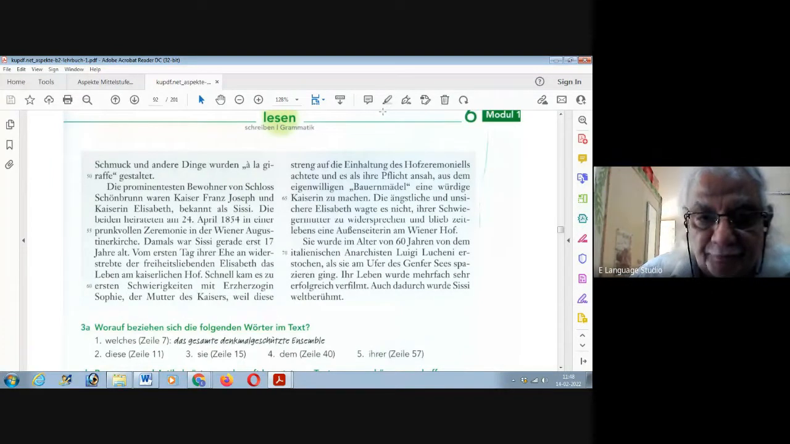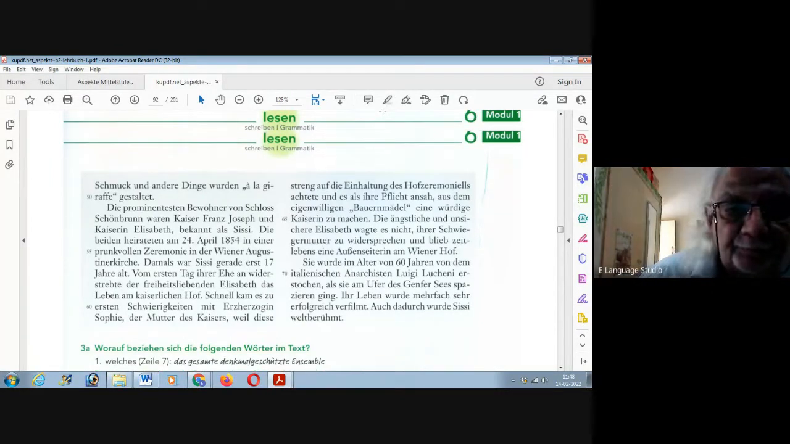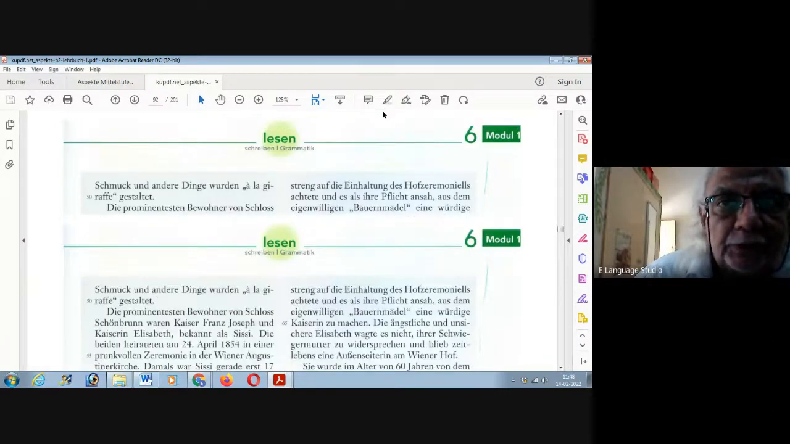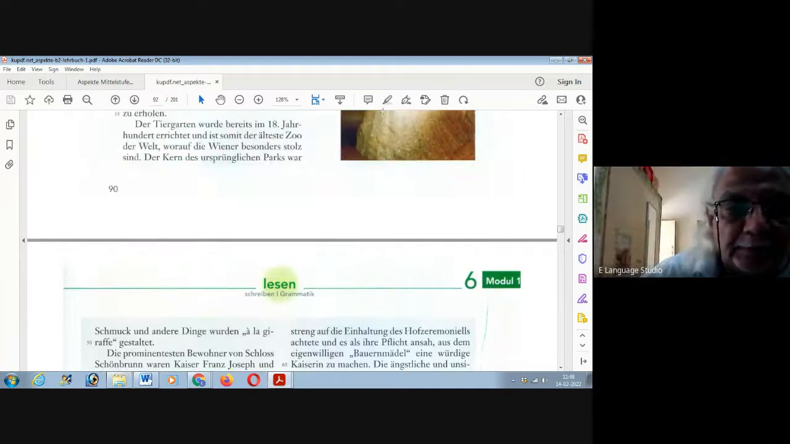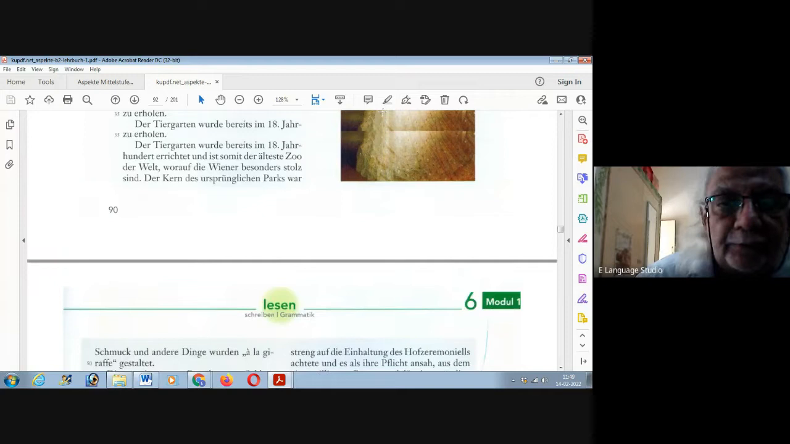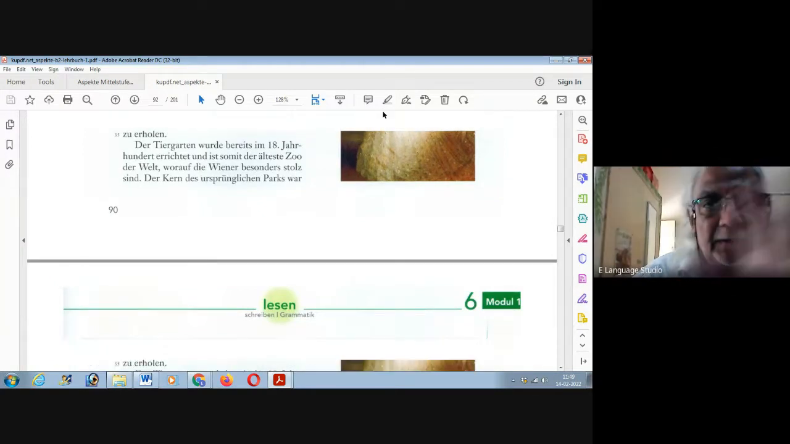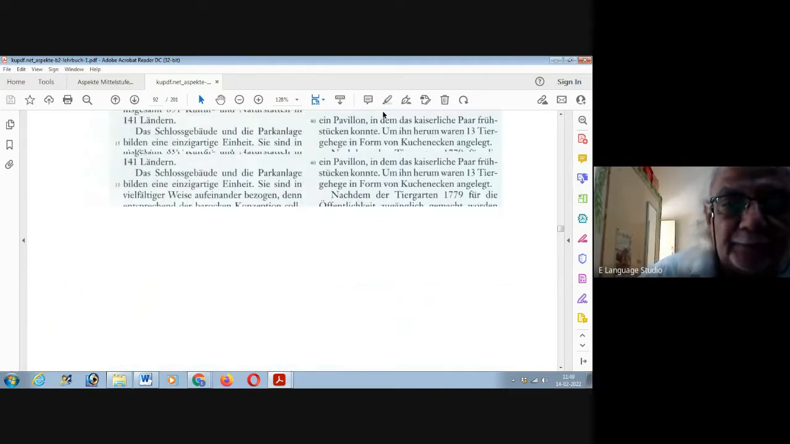Whatever that is, you'll find these words here. They're talking about Schönbrunn. And they have not repeated the words within the same paragraph, same page, or very close to each other.